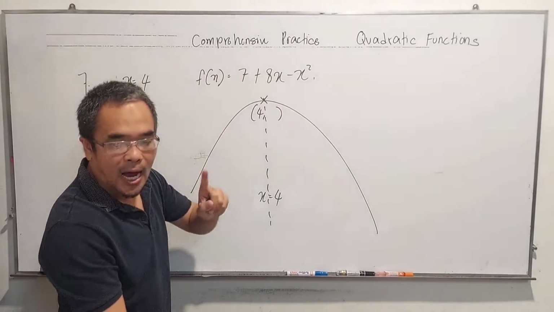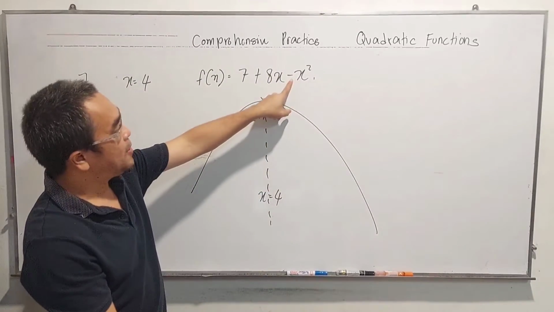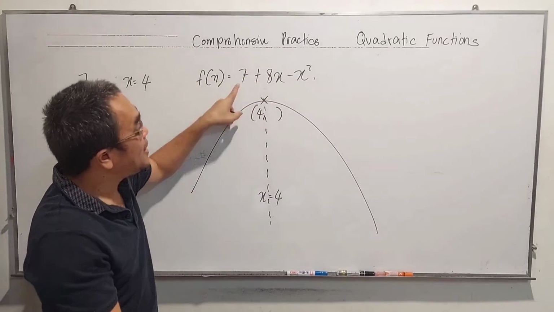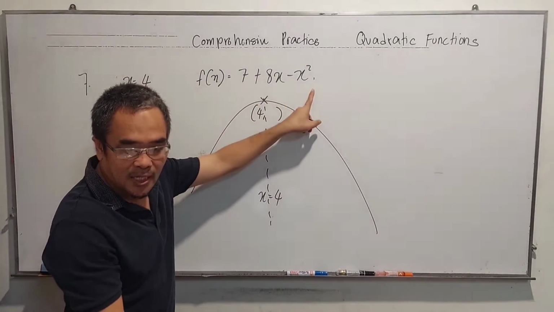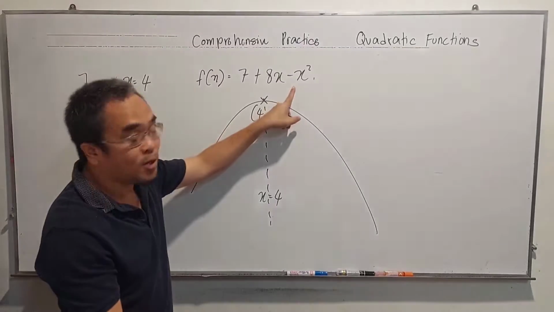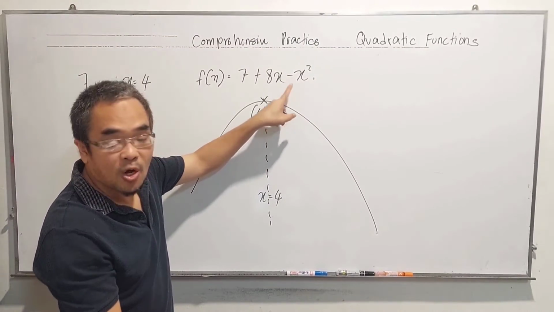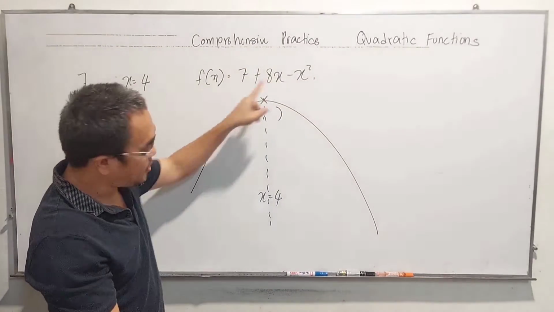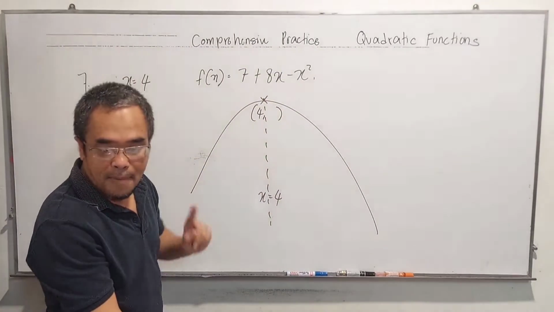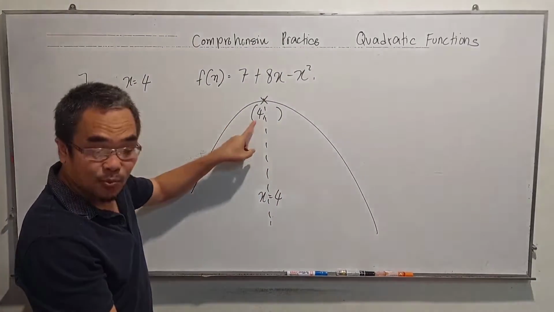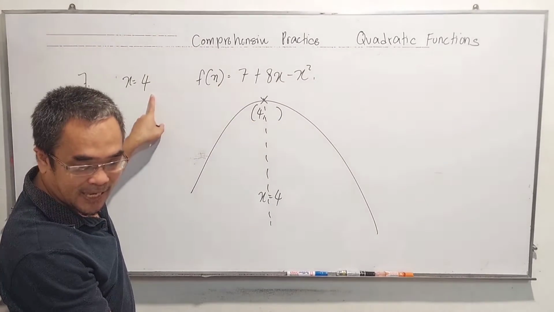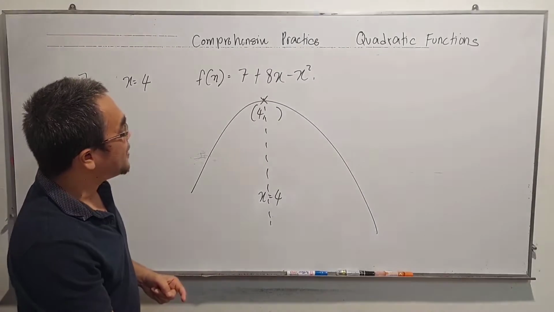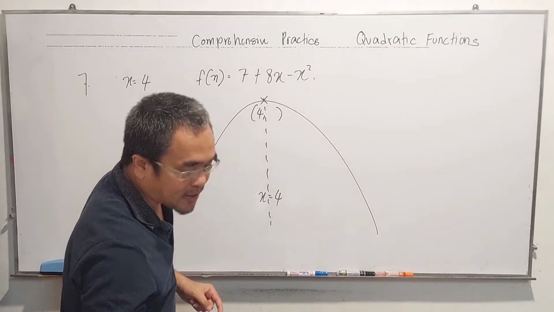And how do we know it's maximum? Because the value of a is negative 1. It's not because of the arrangement, but because of the coefficient of x squared. So a is negative 1, so the graph will have a maximum point. So x will be 4 because they say x equals 4 is the axis of symmetry.